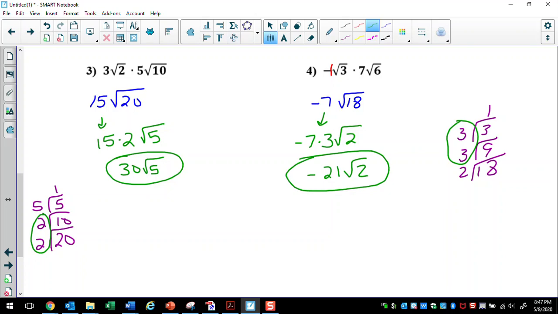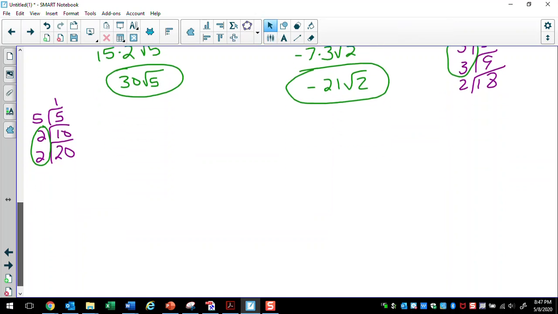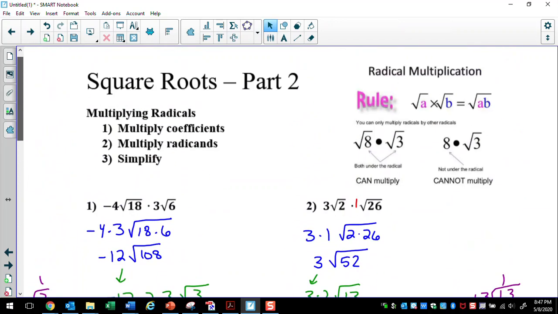Done. Alright, so I know this is kind of long, but that takes us through pretty much everything square roots.